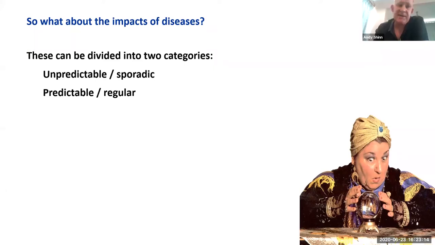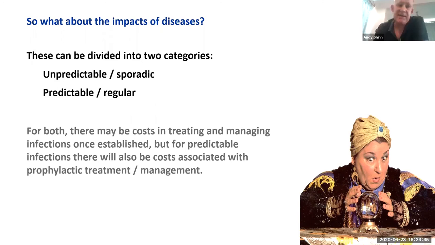So things like, for example, in the Atlantic salmon industry, we know that there are sea lice, that they're there all the time, and we have to continuously monitor our stocks, look at the levels of lice on our fish, and have treatments. And of course, we can begin to factor and manage some of those. So the important thing to say here is that while there may be costs in treating and managing infections, for the predictable infections, there will also be costs associated with prophylactic treatments and management, trying to protect our stocks to make sure they don't get infected from the different pathogens.